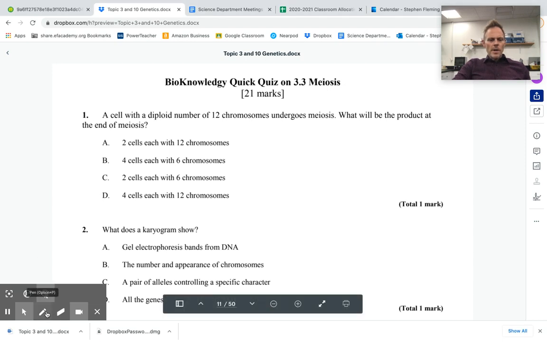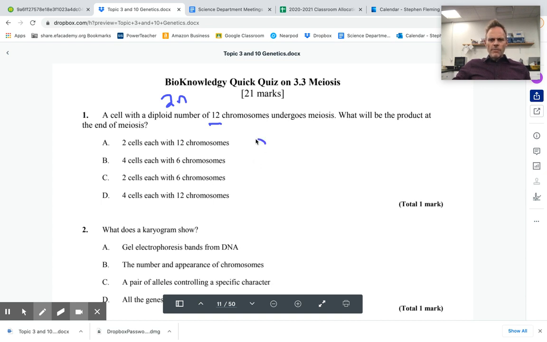3.3, meiosis. Question number 1 says, a cell with a diploid number of 12, so diploid number is 2n, a diploid number of 12 chromosomes undergoes meiosis. What will be the product at the end of meiosis? So let's follow this, for example.